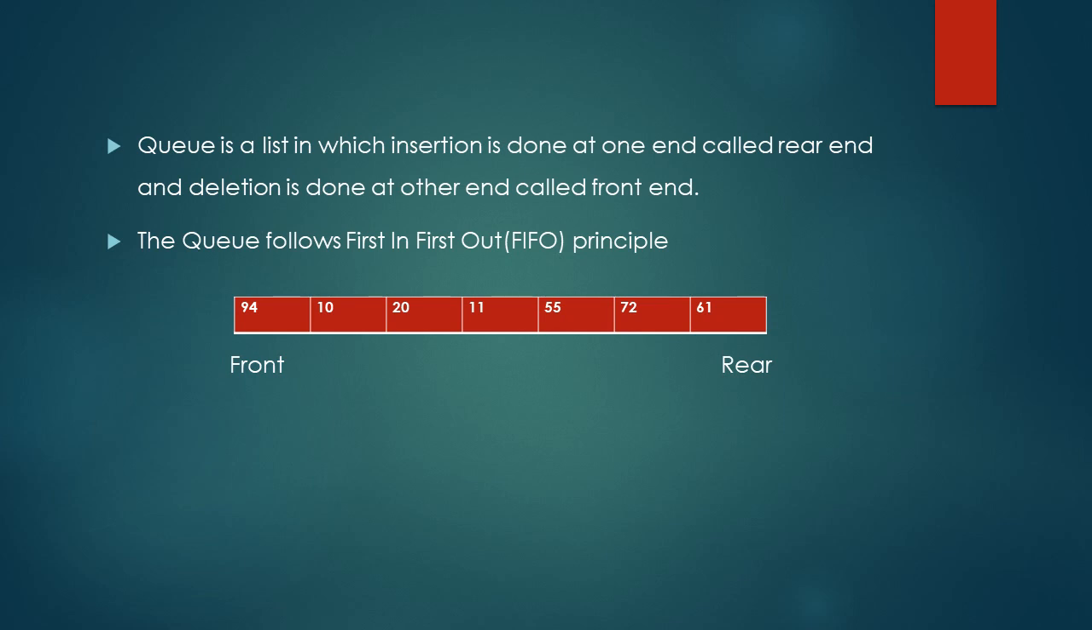Here the figure shows the number of elements in the queue with two ends. The insertion process is performed at the rear end and the front performs deletion operations, where the elements are deleted through the front end.